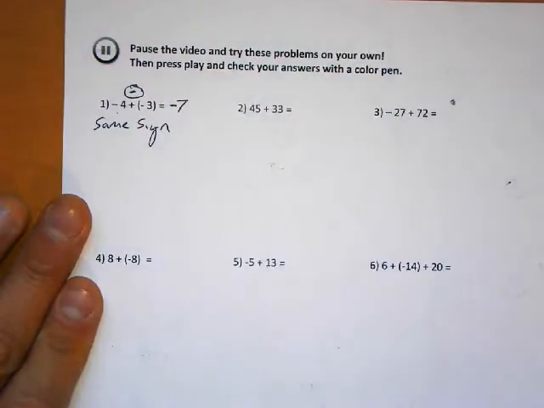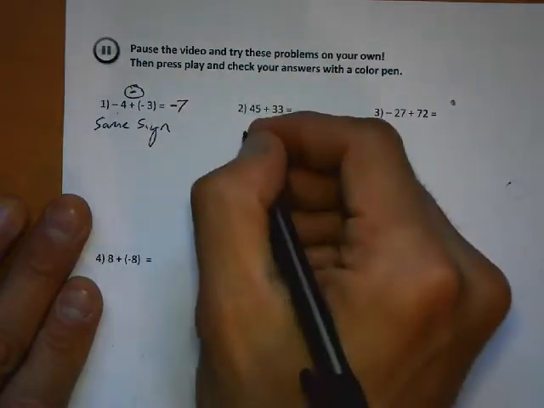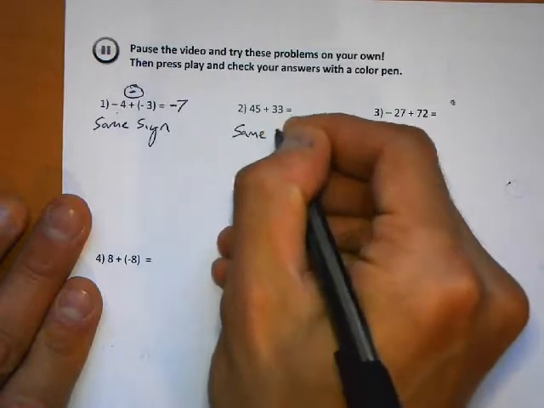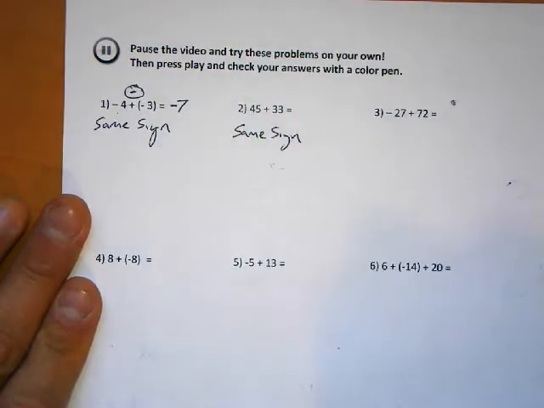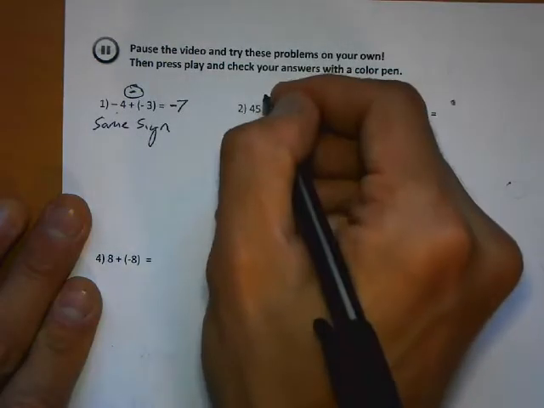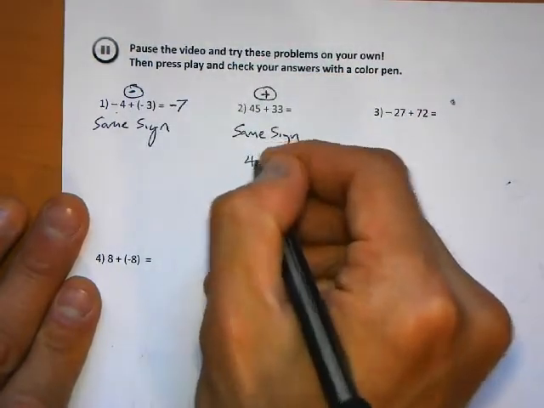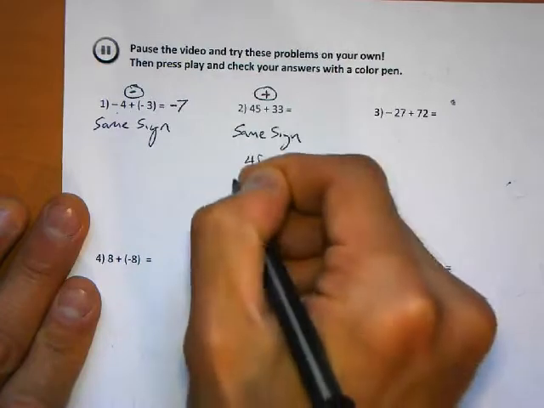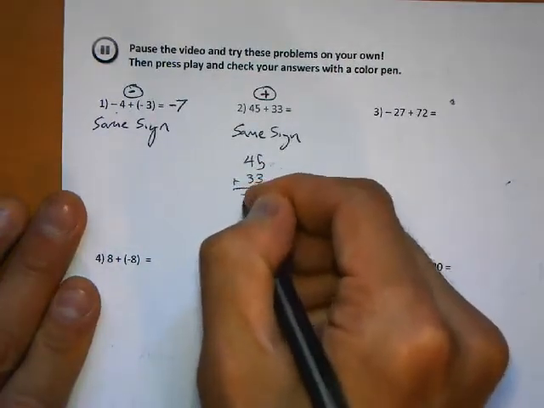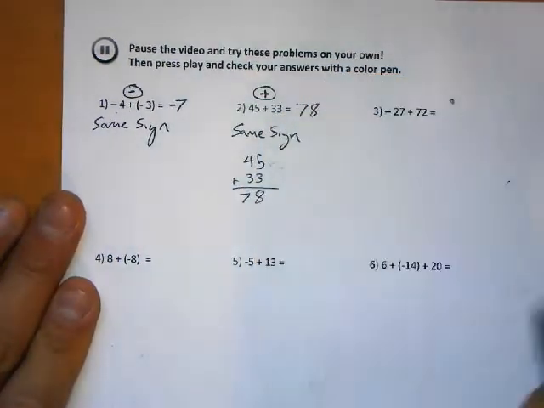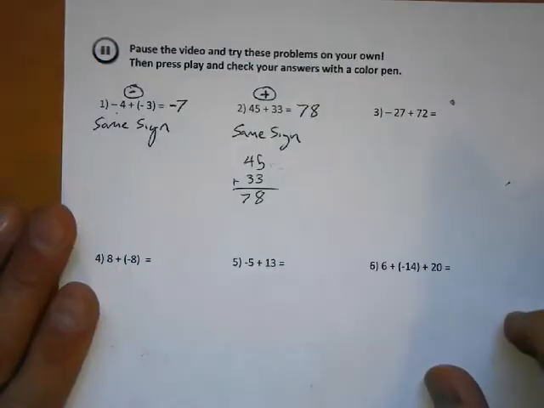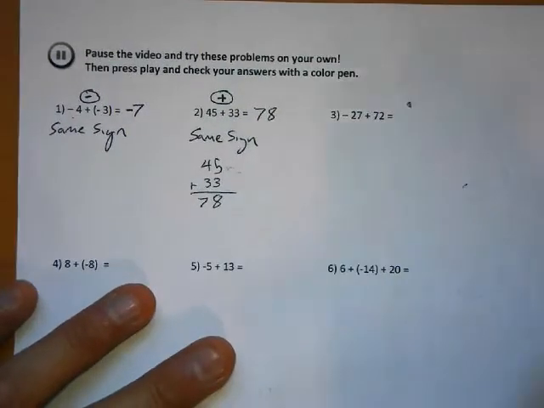-7. All right, 45 plus 33, they have the same sign, and both of them are positive, so that means I'm going to have a positive sum. And if you need to, you can always do some side work to find that sum. 78, that's my answer.